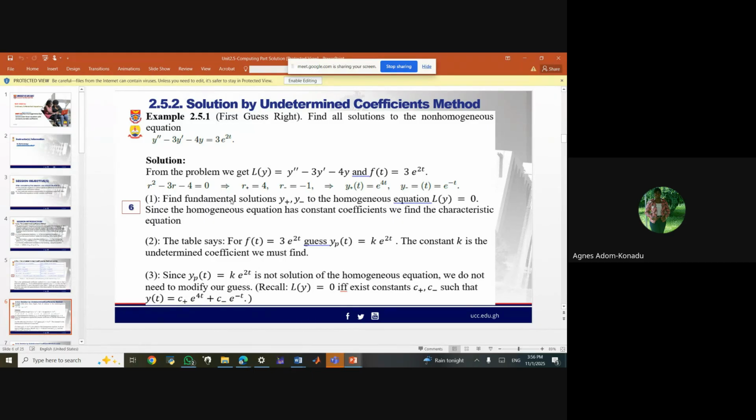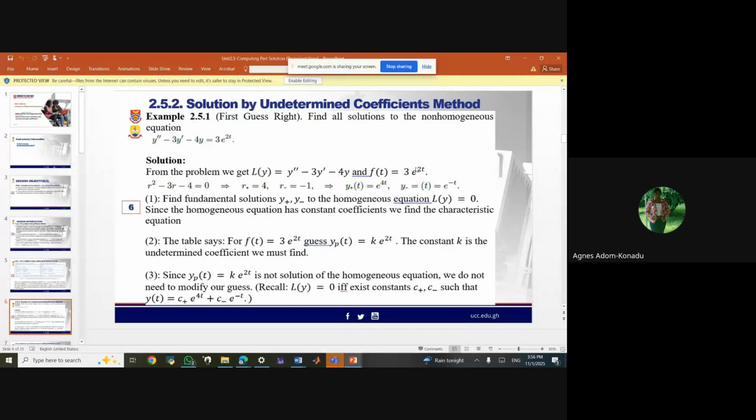It says to find fundamental solutions y minus and y plus to the homogeneous equation. Since the homogeneous equation has constant coefficients, we have the characteristic equation. So we know that the solution will be C1 e to the power 4t plus C2 e to the power minus 4t. Now the next thing is, it says that we should compare.